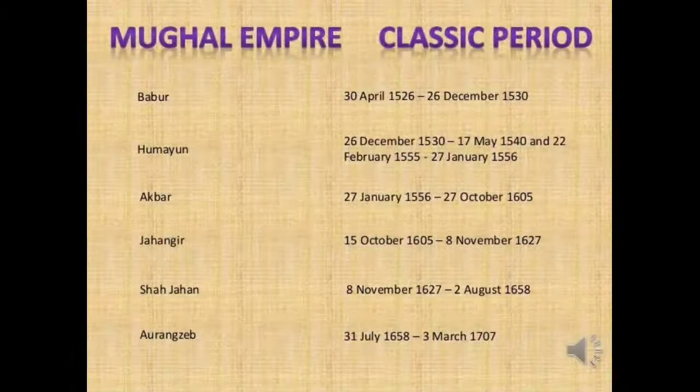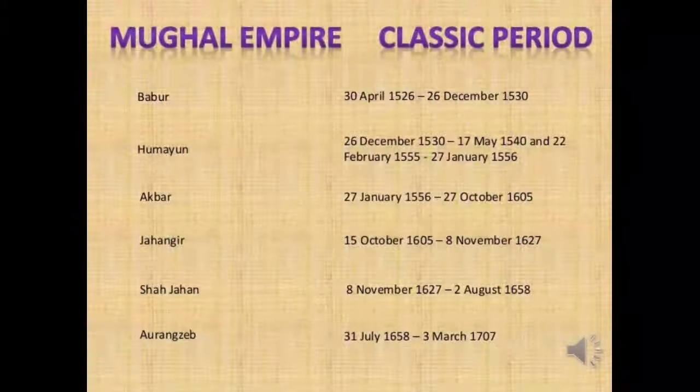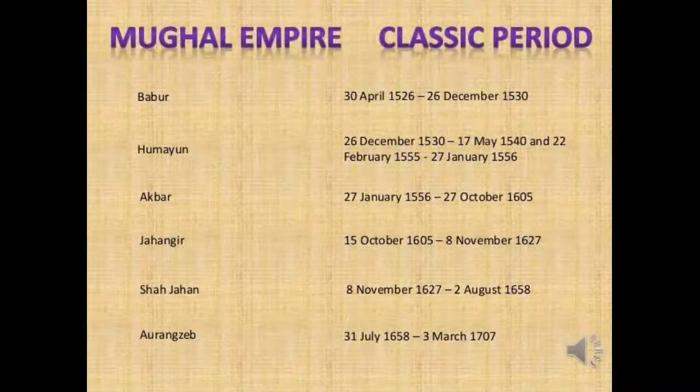Now we're done with Akbar. Moving to Jahangir. Jahangir ruled from 1605 to 1627. He was called Prince Salim. Jahangir means the conqueror of the world. So Prince Salim was called Jahangir.